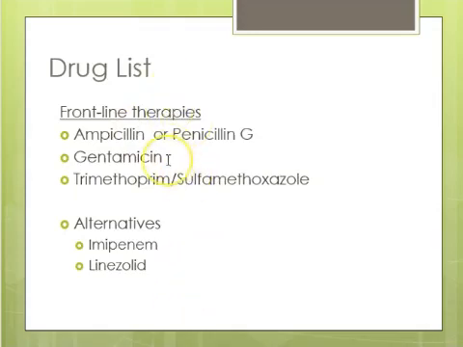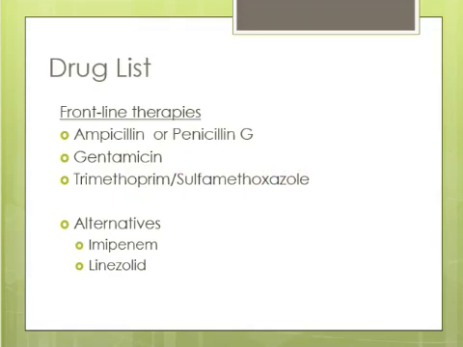Okay, so here's the drug list. Understand that if you go through the treatment guidelines, there are two alternatives listed, imipenem and linezolid. If you look in the literature, you will see that there's certain criteria as to when you progress down this list. But for today, we're really just going to focus on the frontline therapies. We're going to talk about ampicillin, gentamicin, and trimethoprim sulfamethoxazole.